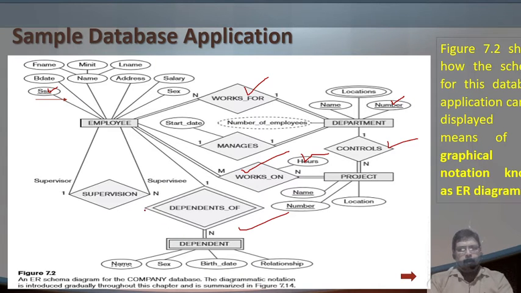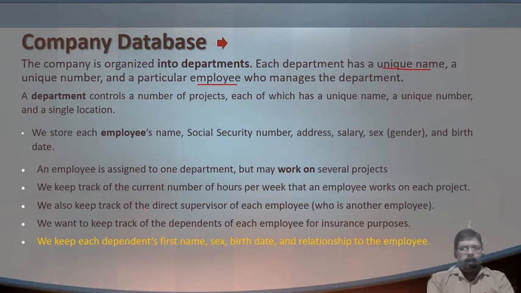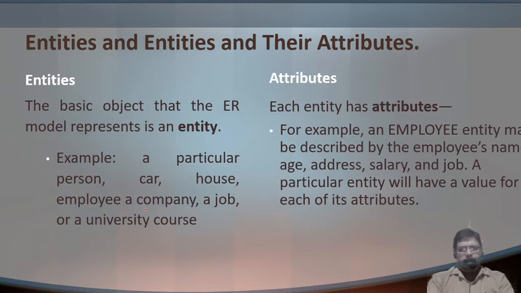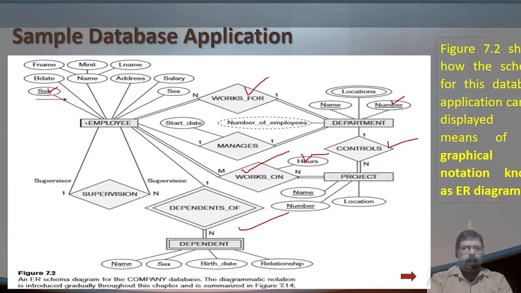Now this was about the ER diagram of a company database. Now let us discuss the key terms here. What is an entity, and entities and their attributes. As we know, we have already discussed this term many times. The basic object that the ER model represents is an entity. Now if you consider this ER diagram model, employee, department, project, and dependents are entities.